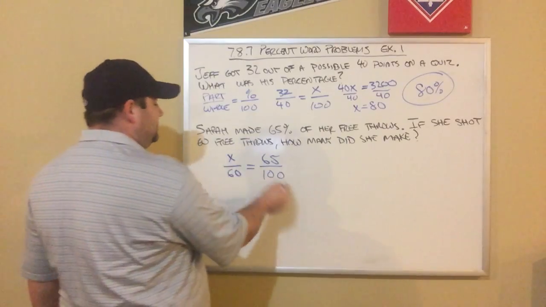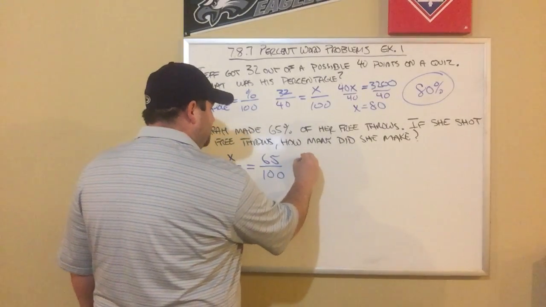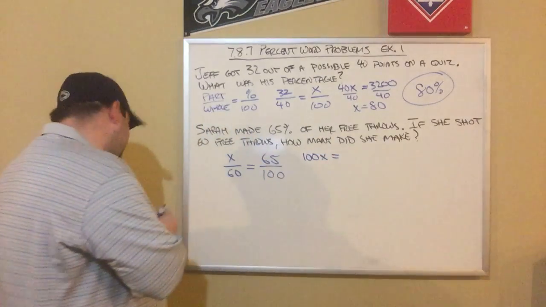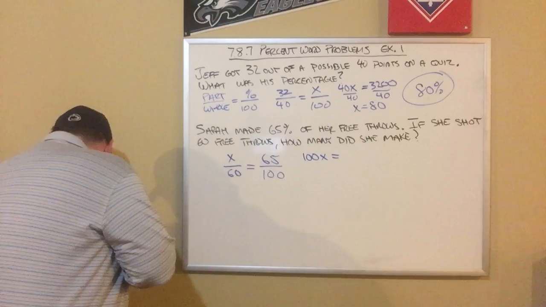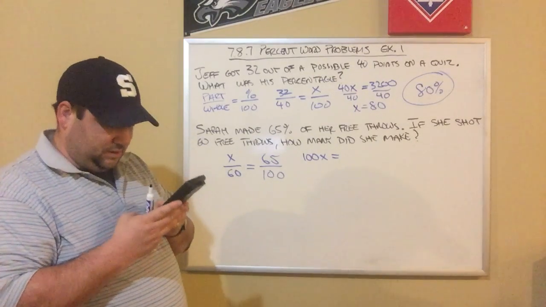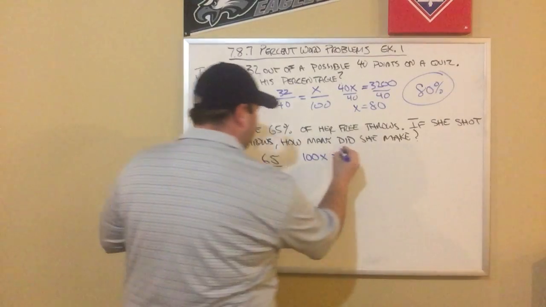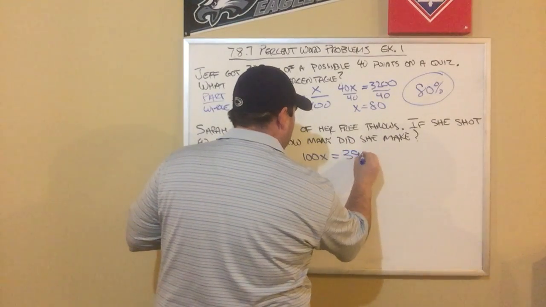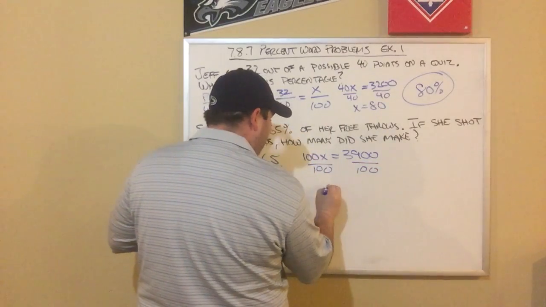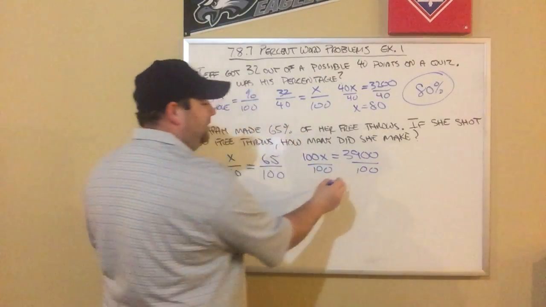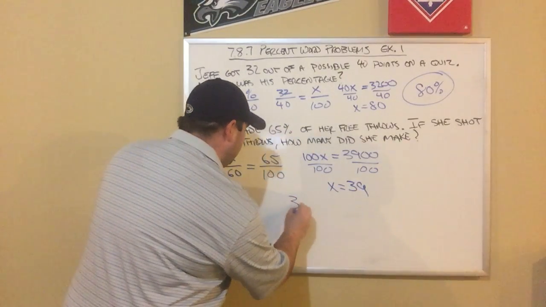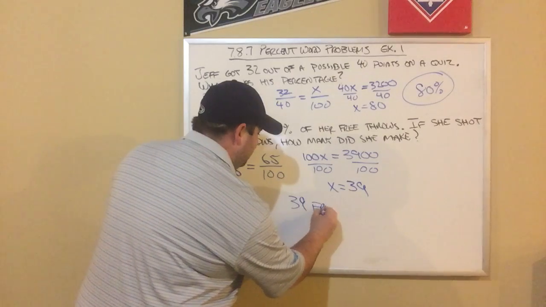So I'm going to cross multiply here. I get 100X, because X times 100 is 100X. 65 times 60. I'm going to need my calculator, if I can get it. 65 times 60 is 3,900. Then I'm just going to divide by 100. And I end up with X equals 3,900 divided by 100 is 39. So I figure out she made 39 free throws.